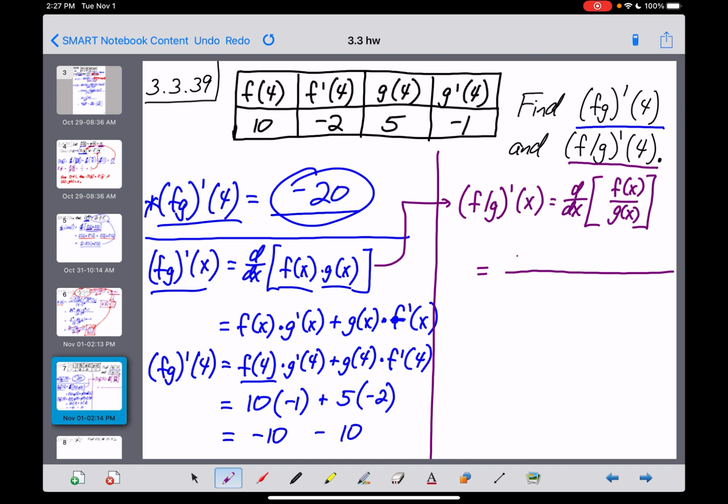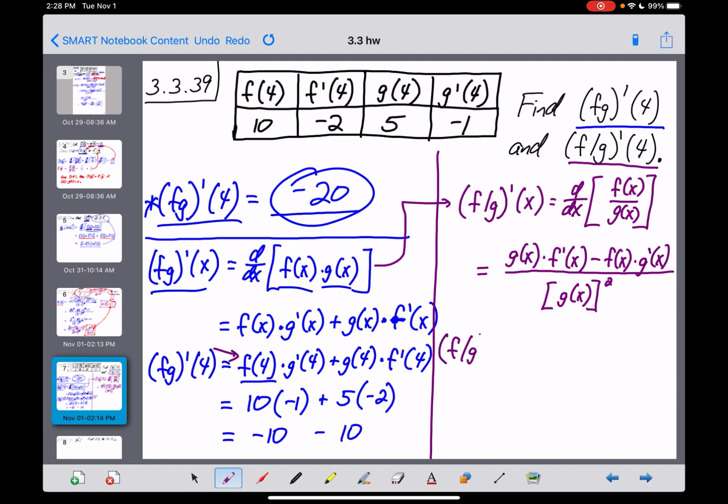So here we go. The denominator, g of x, gets multiplied by the derivative of the top, f prime of x, minus the top, f of x, multiplied by the derivative of the bottom, g prime of x, all over the denominator squared. I'll put brackets here and then g of x quantity squared. I'm going to skip the step where I replace all of the x's with 4s, and let's start working on our answer.